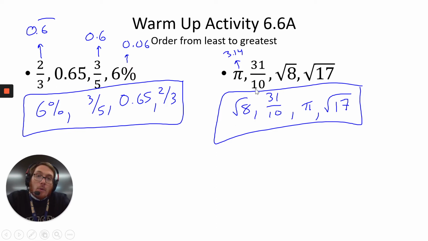And then 3.1 or 31 over 10 as a rational number goes next. The irrational number of pi is after that. And then root 17 has to be the highest, even though it's irrational. I don't know what it is, but it has to be at least 4 because the square root of 16 would have been 4.